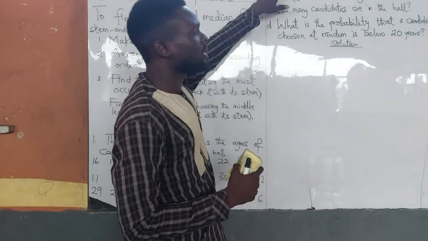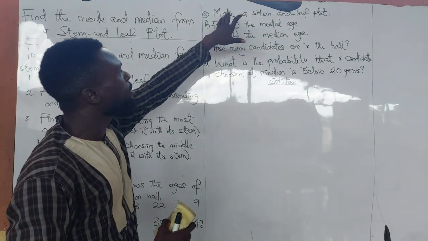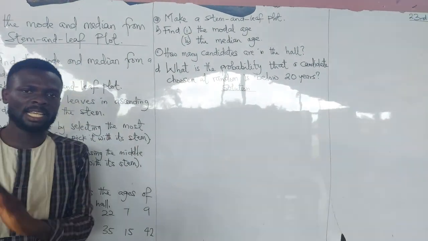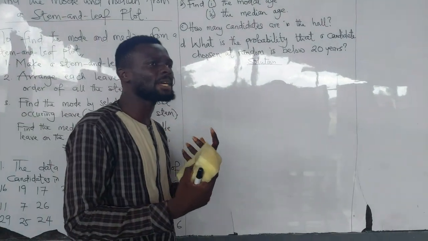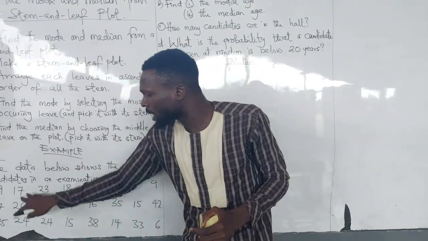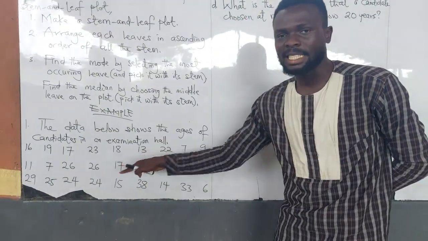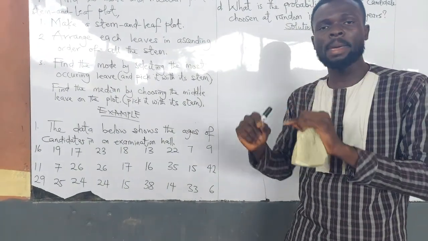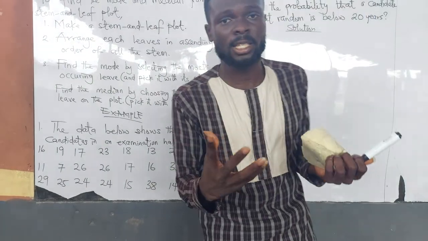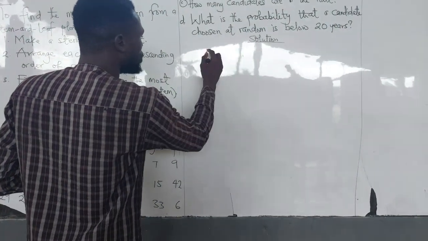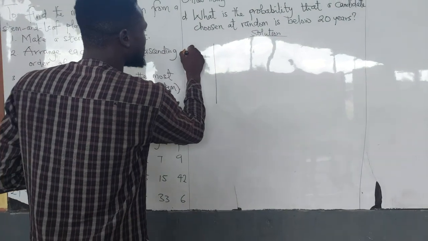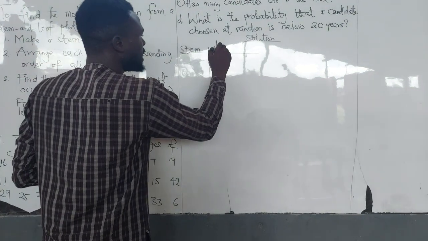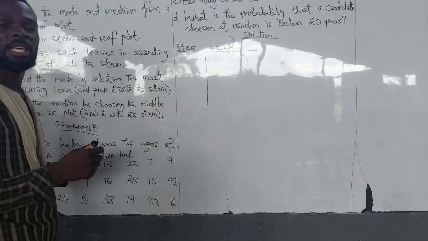Let's look at the first question. The first question says, make a stem and leaf plot. Now, how can I make my stem and leaf plot? Look at the data. We are going to use the data to get the stem and the leaf plot. But before we make the stem and leaf plot, we have to draw our table. With the table, we have the first column being our stem, and the second one being our leaf.